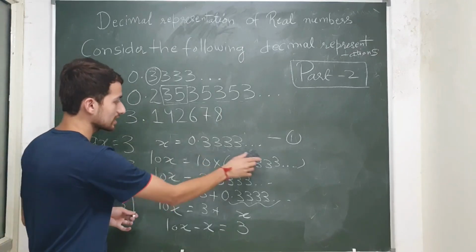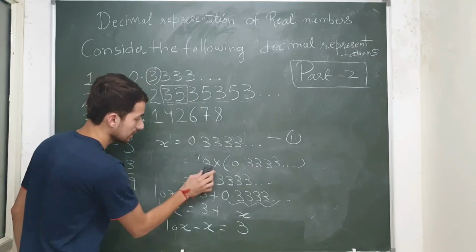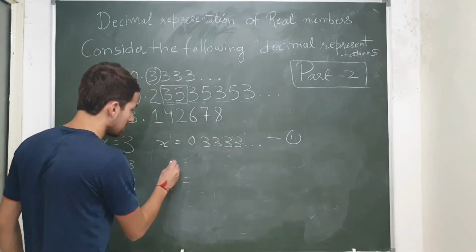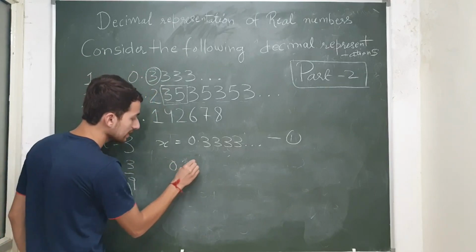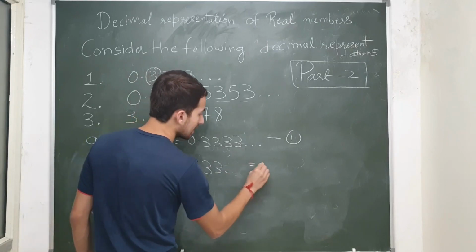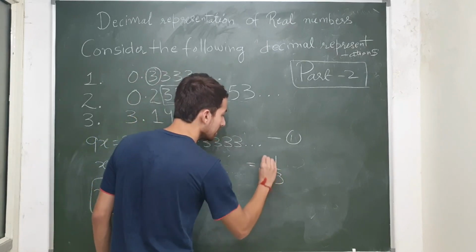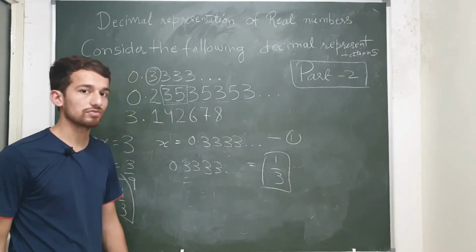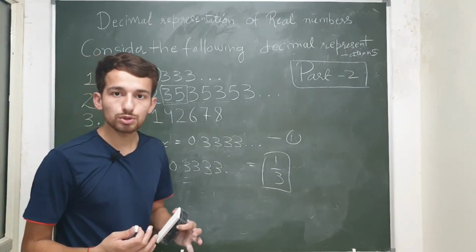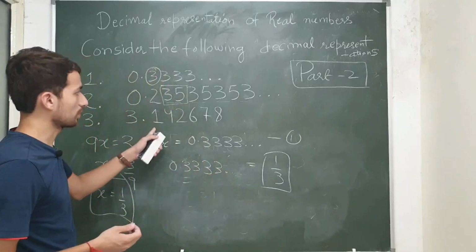So this decimal expansion, 0.3333 and so on, has a value of 1 by 3. This is the required fraction we got. We can use a similar approach to calculate these two.